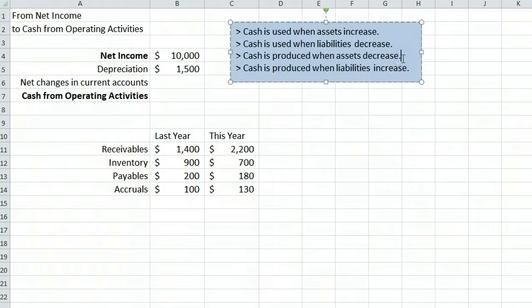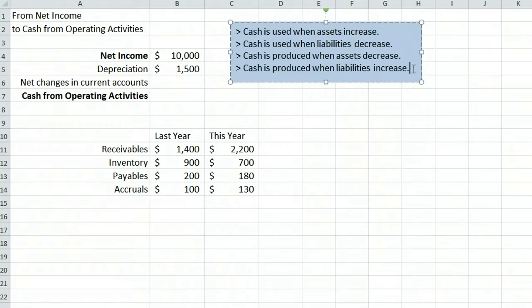Third, cash is produced when assets decrease. Here you can think of selling an asset that decreases the amount of assets that you have, but it produces cash from the sale. And fourth, cash is produced when liabilities increase. Here you can think of taking a loan. The loan is a liability to you, so your liabilities increase, but the loan gives you cash.